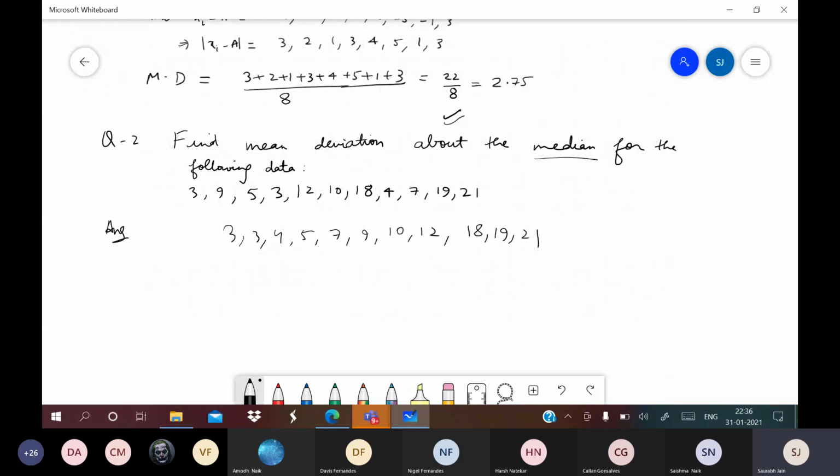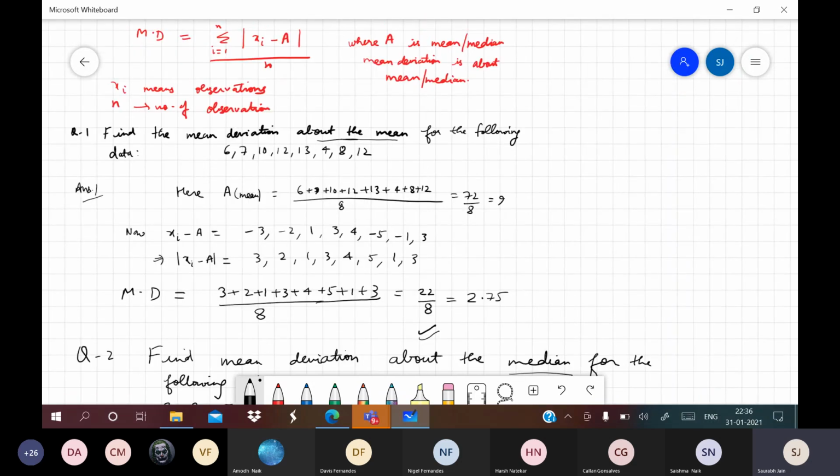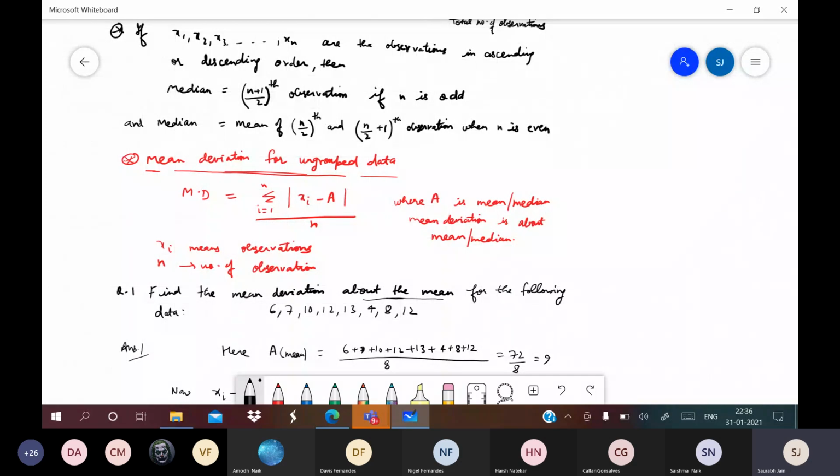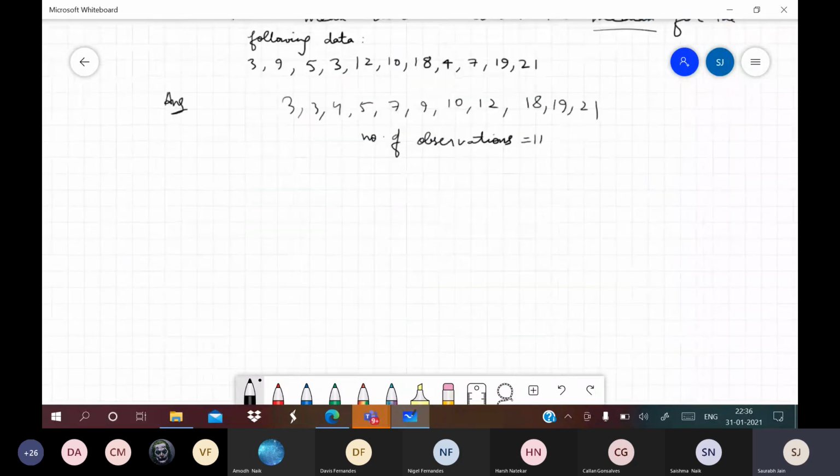Whenever you have to find the median and individual observations are given, you have to arrange them in increasing or decreasing order. Now, how many observations are these? 1, 2, 3, 4, 5, 6, 7, 11 observations are there. For odd and even, we have separate formulas. The number of observations is 11, which is odd. So see this, what is the median? The (N plus 1) by 2th observation.